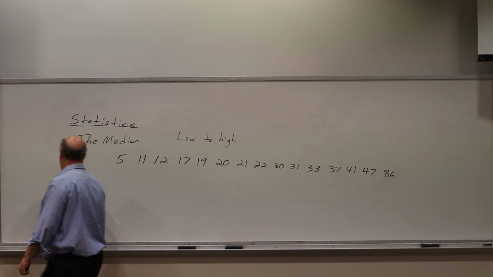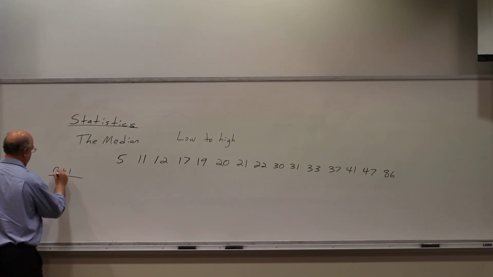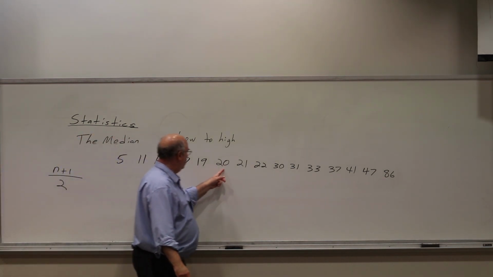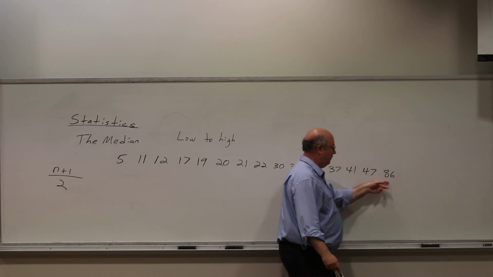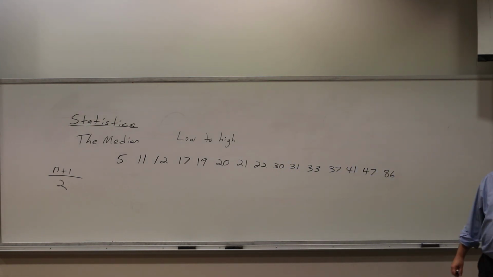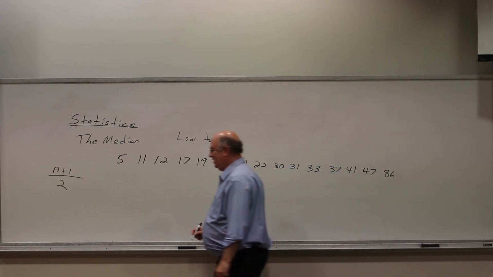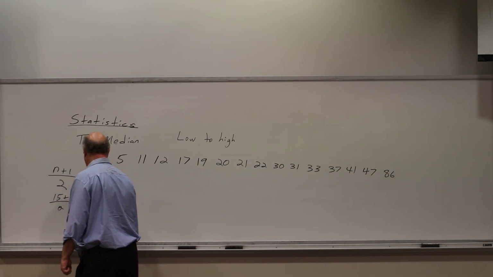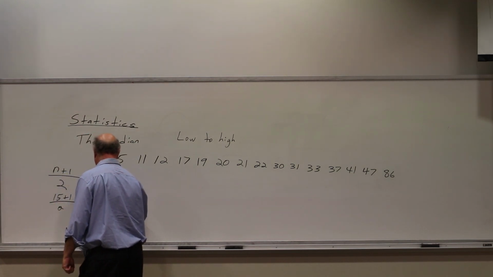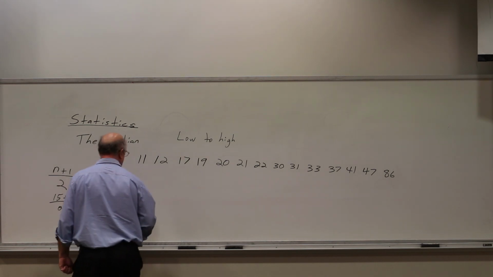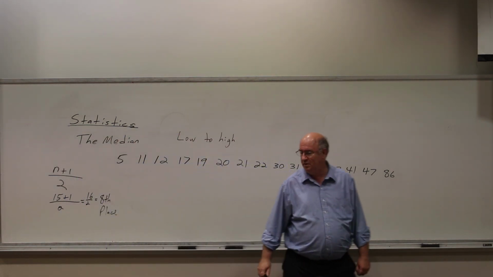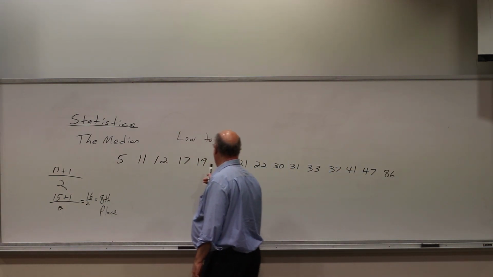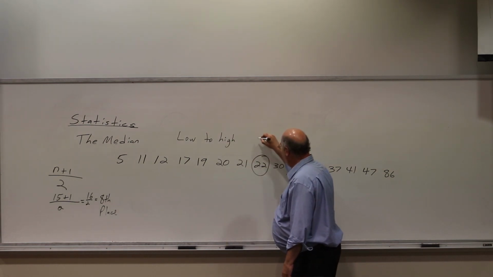We have our formula, right? N plus 1 divided by 2. Just double check how many there are: 1, 2, 3, 4, 5, 6, 7, 8, 9, 10, 11, 12, 13, 14, 15. So N equals 15. 15 plus 1 is 16, divided by 2. So the median is in 8th place. So we go and find our 8th number: 1, 2, 3, 4, 5, 6, 7, 8. 22 is the median.